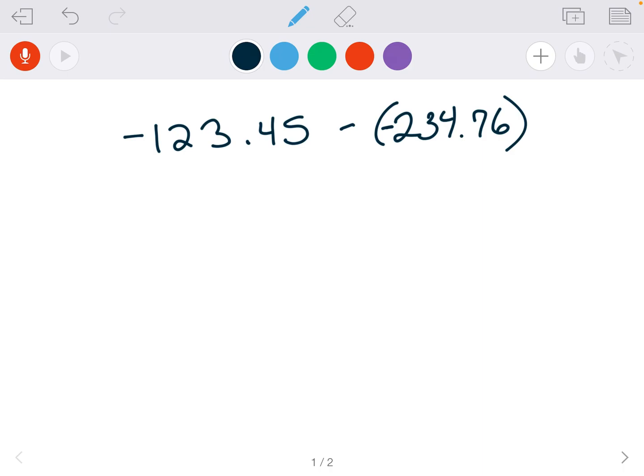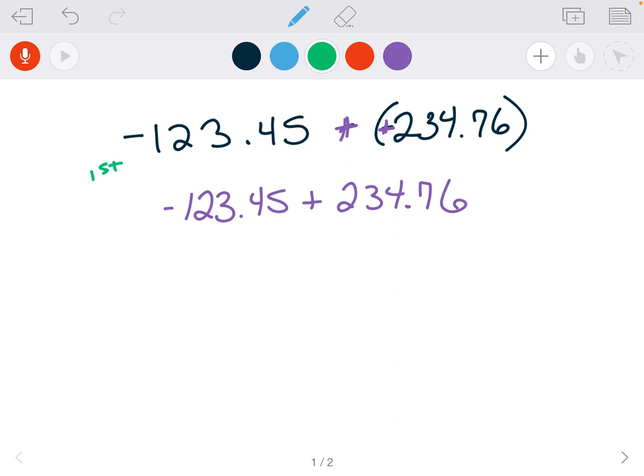So I've got that first example you sent me, or one of my students sent me if you're watching this video. And remember, when we're subtracting the two integers, we change the subtraction to addition and change the sign that follows. So now we have a negative 123 and 45 hundredths plus a positive 234 and 76 hundredths. I don't need the sign again. So that's the first step, changing the sign.